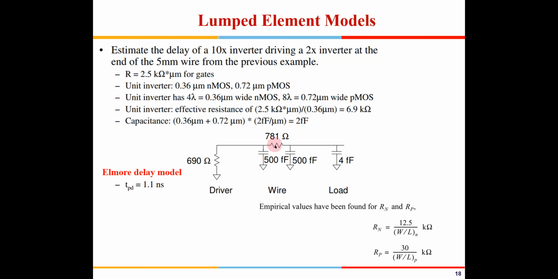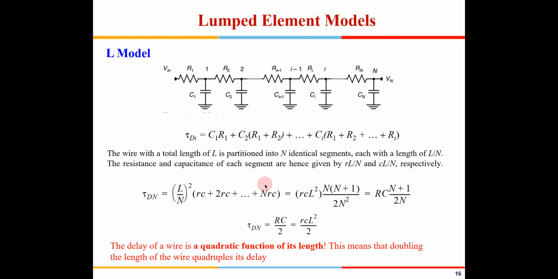690 plus 781, into 500 plus this 4 femto. That is 504 femto, right? So that is it, okay? It is like this. This is again the Elmore model.